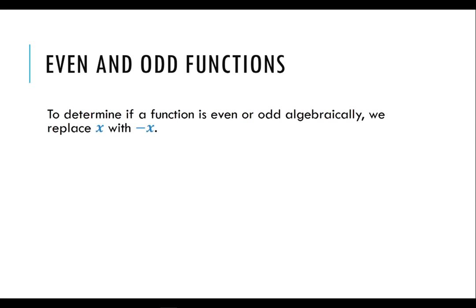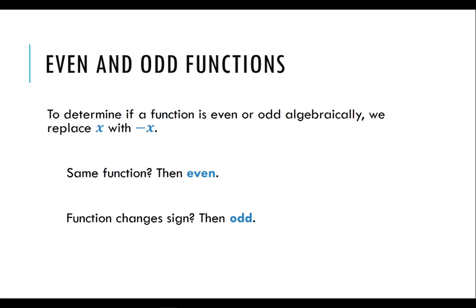Once again, to determine if a function is even or odd algebraically, we're just going to replace x with negative x. And this is really great because instead of having to do two separate tests for y-axis symmetry and origin symmetry, we're only going to have to do one test and see what we get in the end. So if you plug in negative x into the function and you get the same function you started with after simplification, then that function is even. If you can factor out a negative and it's negative times the entire original function, then we can say that that function is odd, which means that it has origin symmetry. And if neither occurs, then neither is true. It's not even, it's not odd.